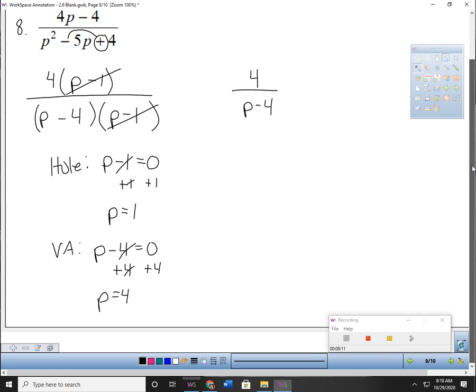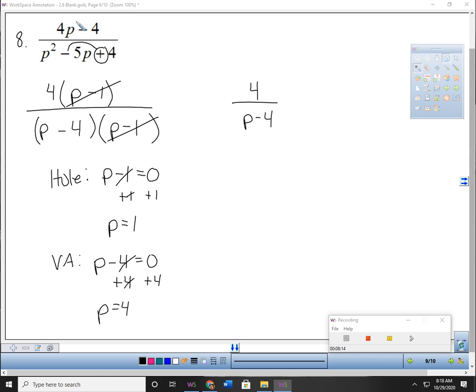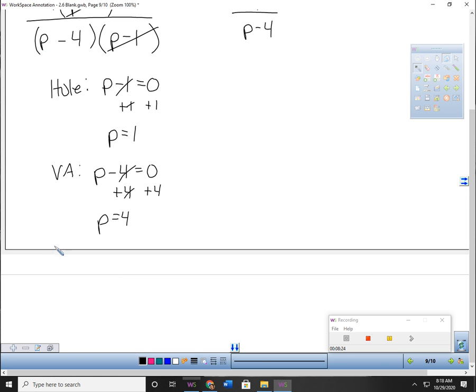All right, then think about your horizontal asymptote. Compare your degrees. The degree on top is 1. The degree on bottom is 2. When the top is smaller than the bottom, then your horizontal asymptote is y equals 0.